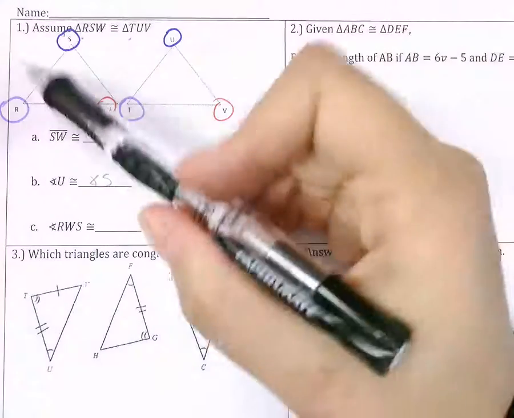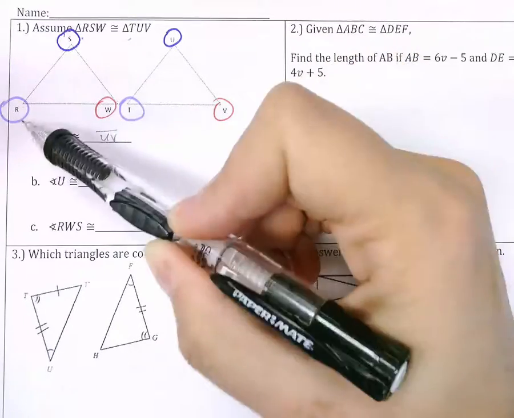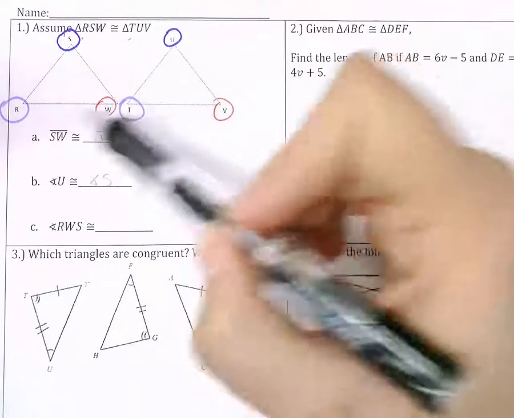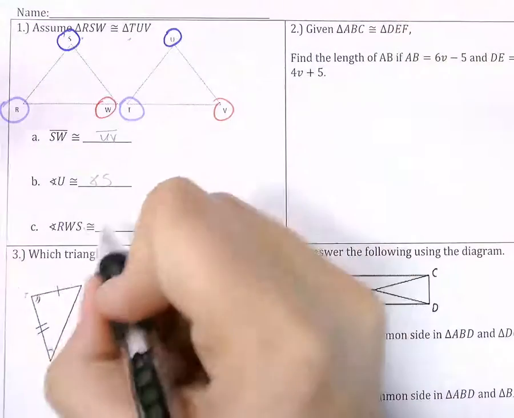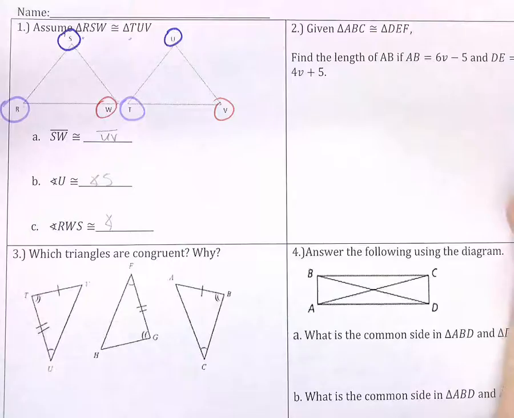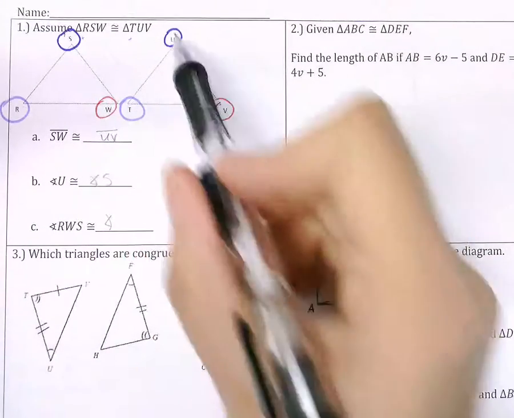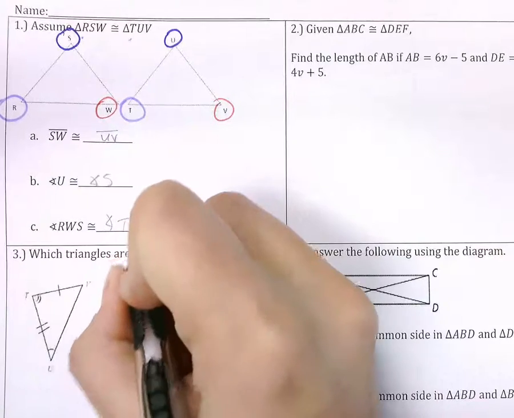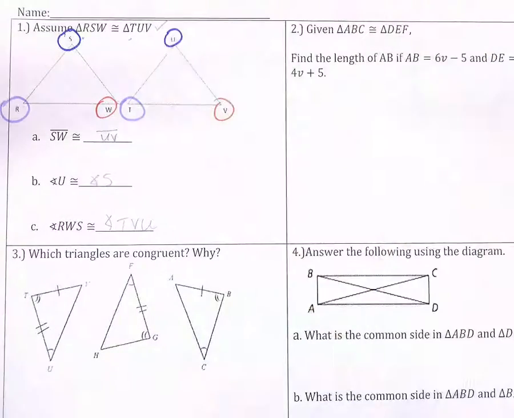And angle RWS. So angle RWS is technically another way of saying angle W. So that's going to correspond with angle V. But you can't just call it angle V. So if you do RWS, you have to do TVU. Okay? So just make sure they're going in the right order based off of what they give you in the congruency statement at the beginning.